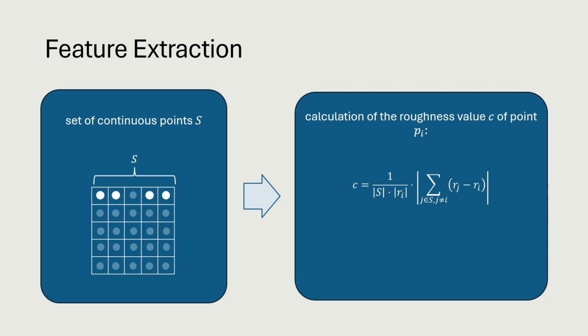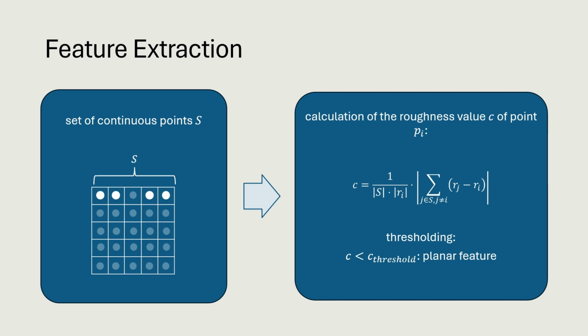LeGO-LOAM differentiates between edge and planar features. For the decision how a point is classified, we define a threshold for C. The point Pi is categorized either as a planar feature if its roughness value is smaller than the threshold, or as an edge feature point if it is bigger than the threshold.